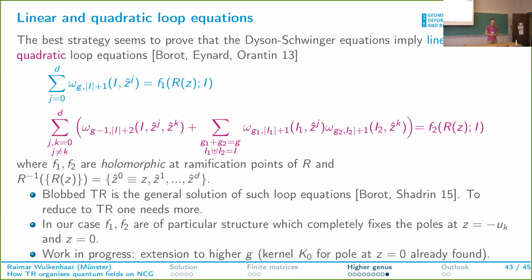And if you have further conditions, that your omegas have just poles at the ramification points, you have just topological recursion. It was a theorem by Borot and Shadrin. No, this is proved here: Borot and Shadrin, and this blob topological recursion.